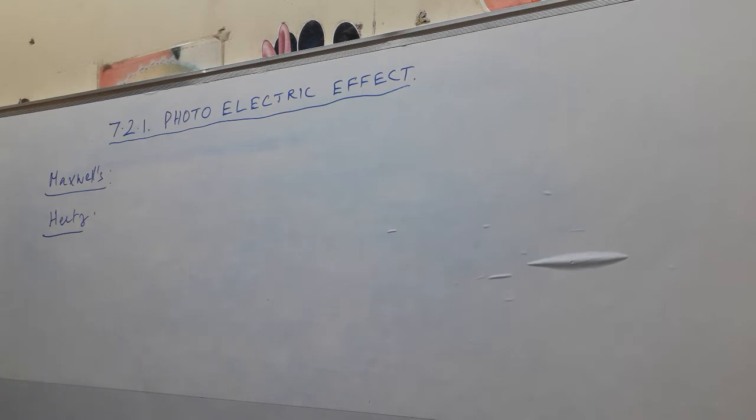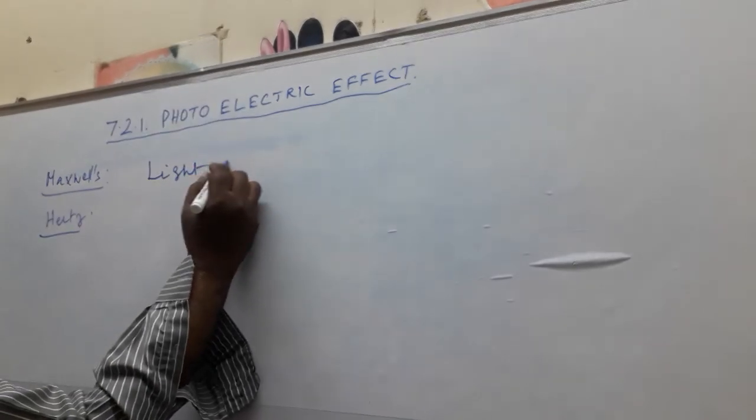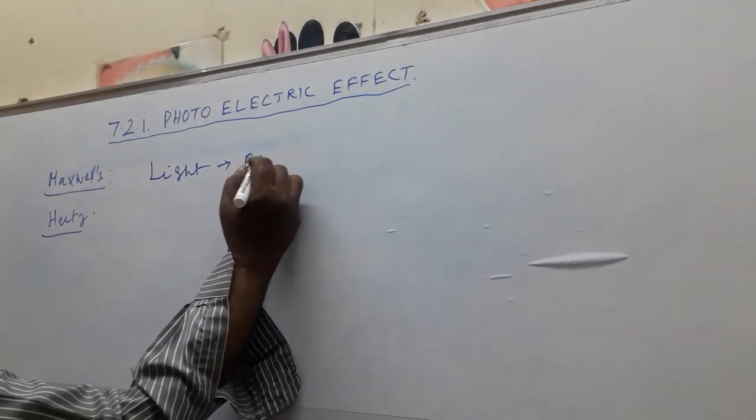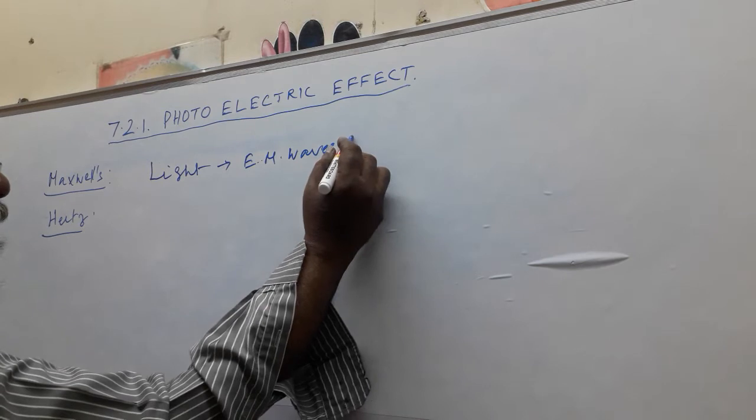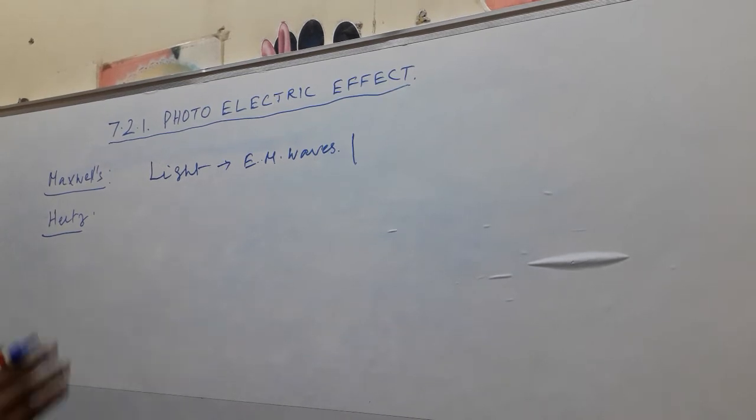First, Maxwell's theory. According to Maxwell's theory of electromagnetism, he predicted the existence of electromagnetic waves. It means that light is nothing but electromagnetic waves. Though he succeeded theoretically, he was unable to explain it experimentally.